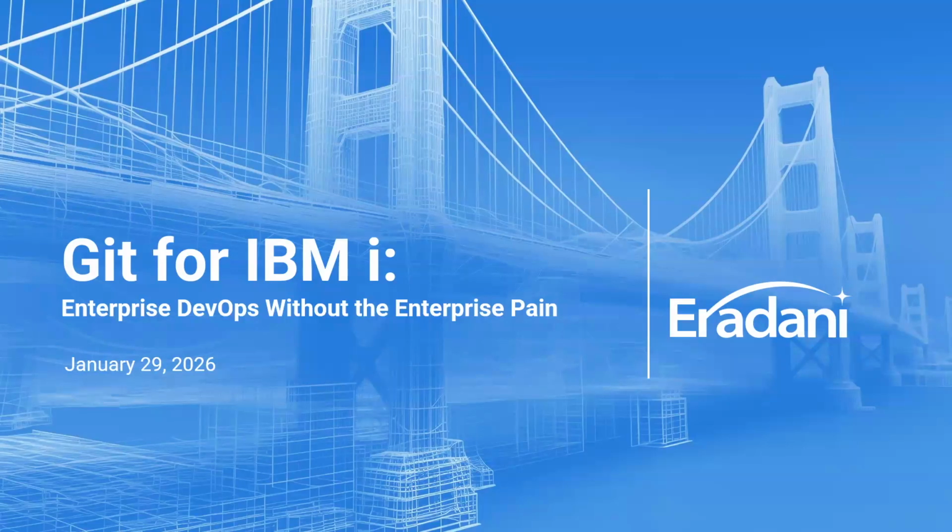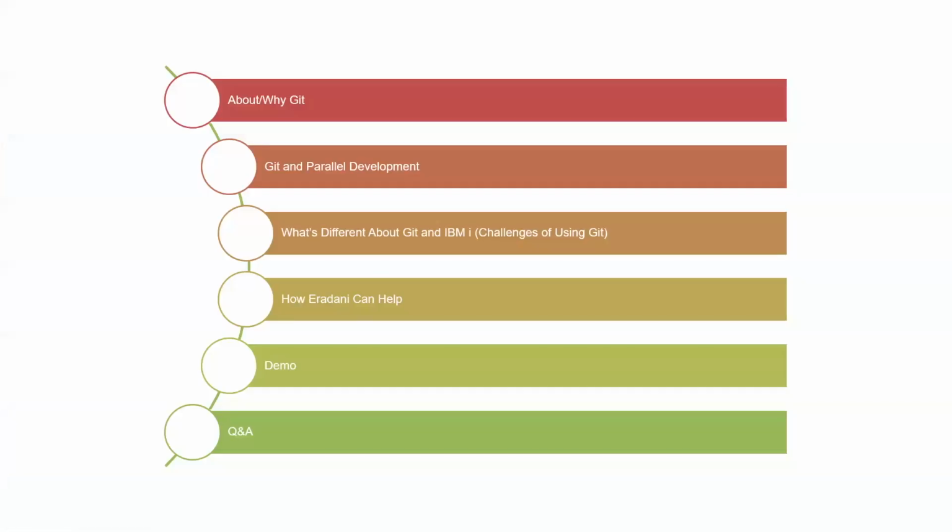So we're going to start out with an introduction to what is Git. Why would you want to do this? What is Git going to bring to the table for you? Because it does represent a change from probably how you've been doing things. So we'll take a look at that.